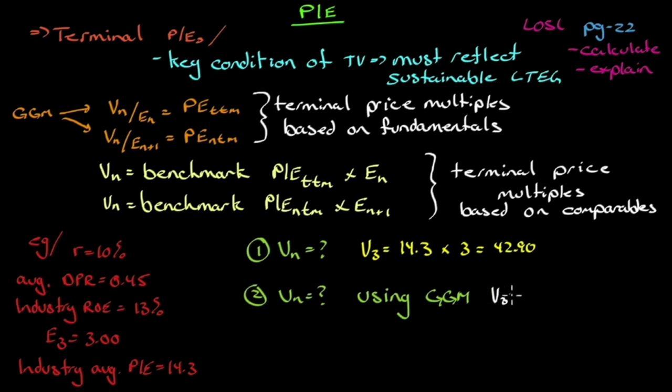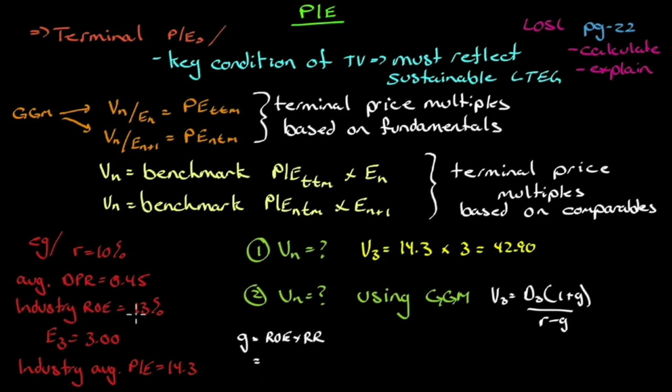So let's use the Gordon growth model for V3. We know that V3 is going to equal the dividend at 3, 1 plus G, over R minus G. So do we have our D3? We do. Do we have our R? We do. Do we have our G? Well, we're not given our G directly, but we can figure out our G. We know that G is equal to the return on equity times the retention rate, right?